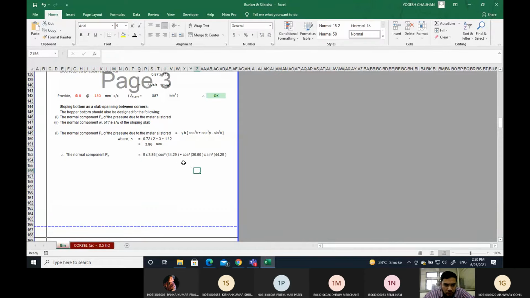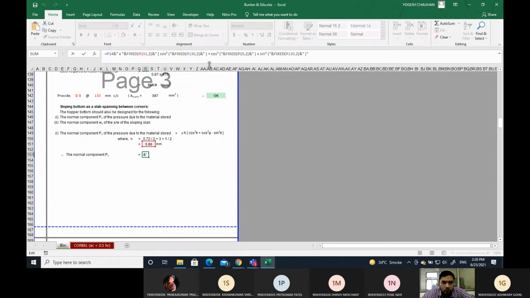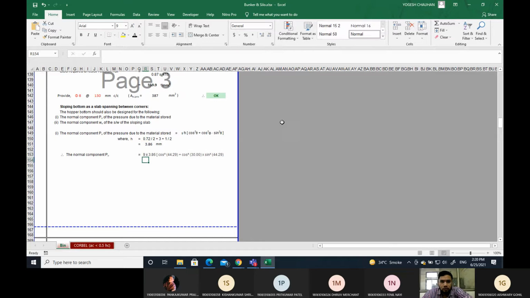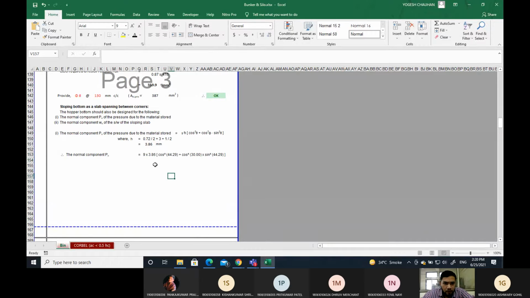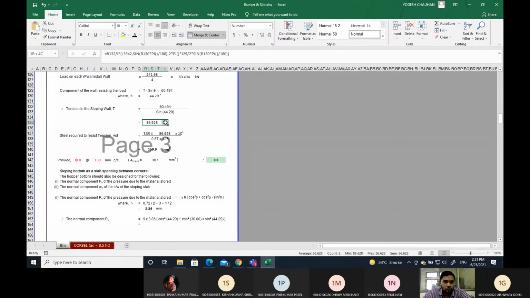This is the formula. This is 9, that is gamma. H is 3.86, cos square 44.29 plus cos square 30 into sin square 44.29. So you can now find this value.